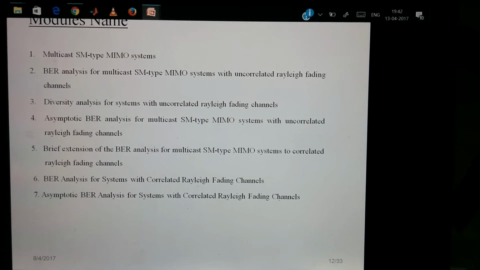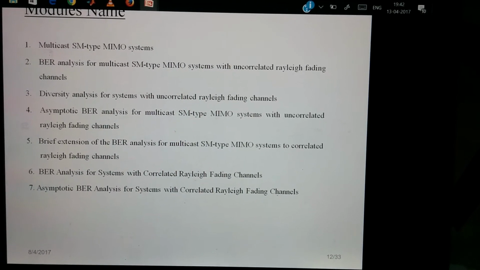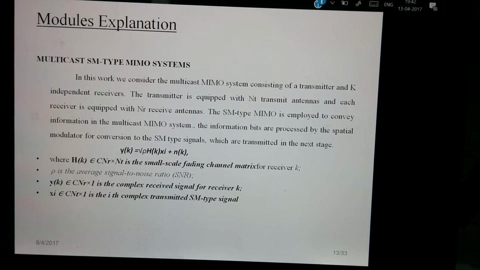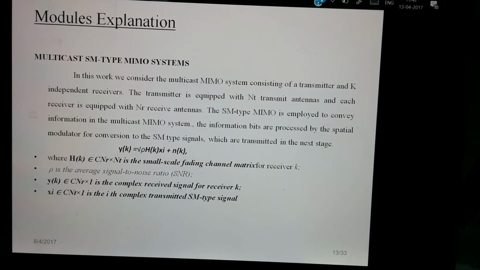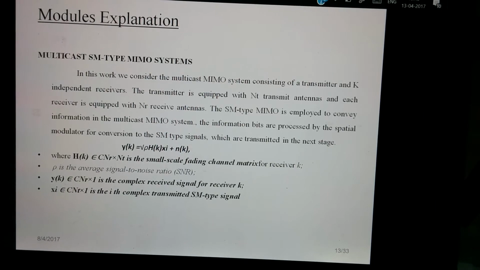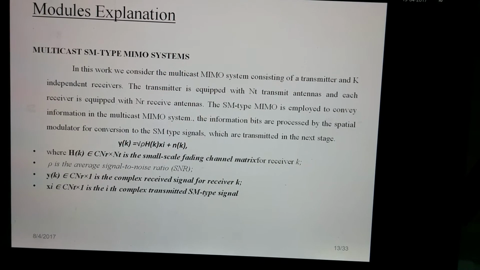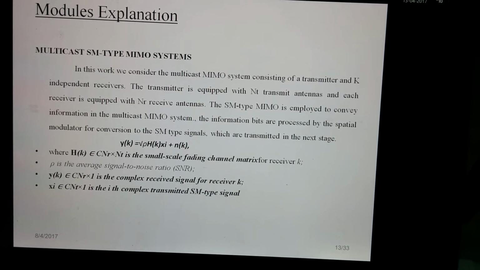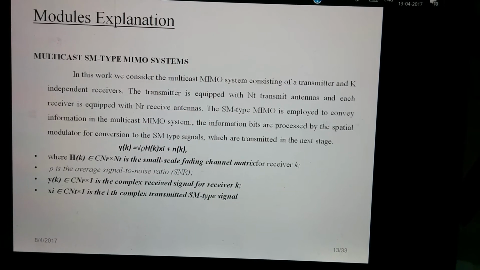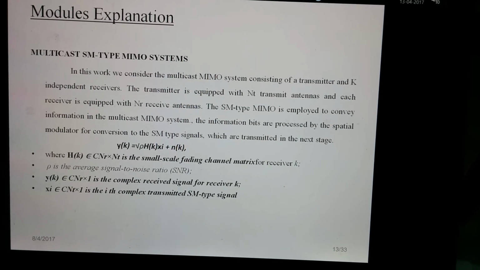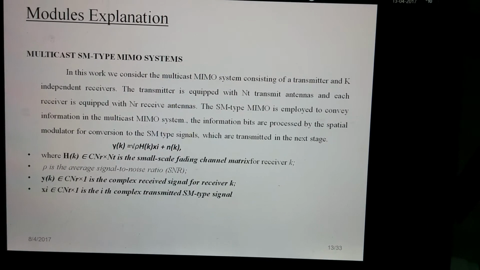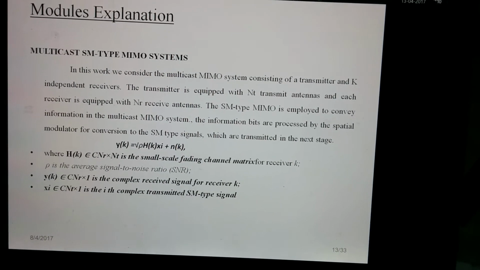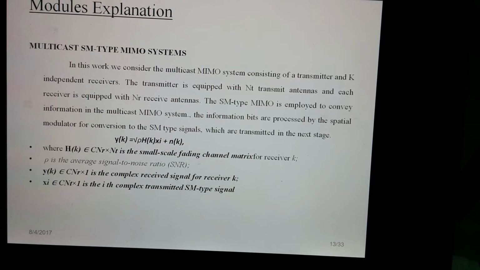In this project we'll be having 7 modules, and each module is displayed. Coming on to the first module, multicast SM type MIMO system. In this work, we consider a multicast MIMO system consisting of a transmitter and K independent receivers. The transmitter is equipped with NT transmit antennas, and each receiver is equipped with NR receive antennas. The SM type MIMO is employed to convey information. In the multicast MIMO system, the information bits are processed by the spatial modulator for conversion to SM type signals, which are transmitted in the next stage.